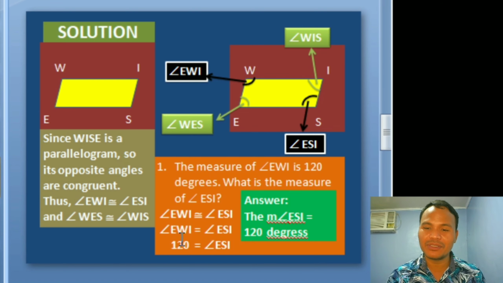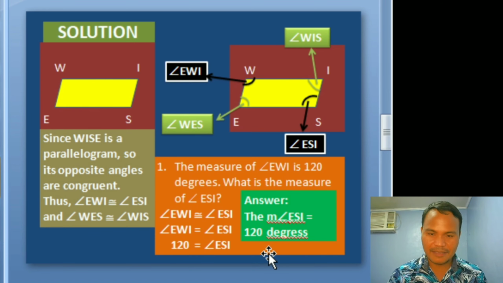So angle EWI is congruent to angle ESI. Then by substitution, since the given problem says the measure of angle EWI is 120, we also have angle ESI equal to 120 degrees. So this is our final answer, that the measure of angle ESI is also equal to 120 degrees. Okay?